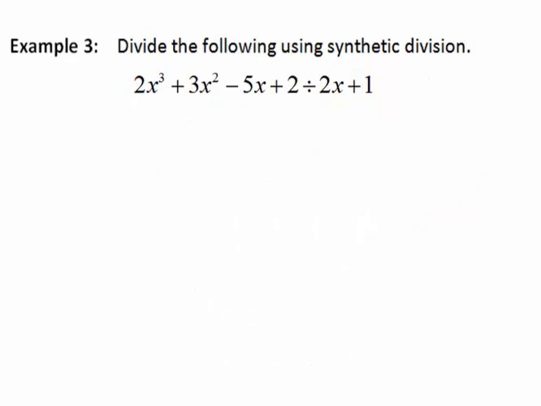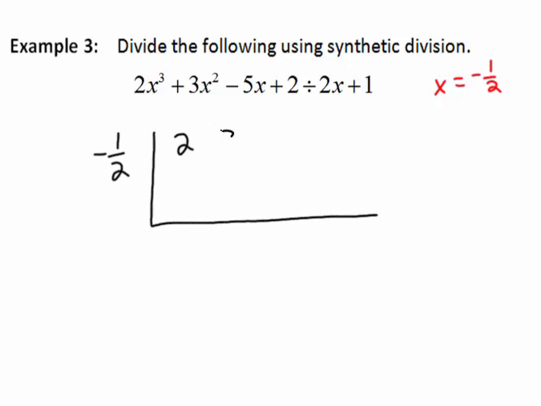Only this time we're going to use 2x plus 1 as our divisor. Again, think of the 0. The 0 in this case would be -1/2, and that -1/2 will be the number we write outside the synthetic division symbol. All the coefficients get written in just like so.